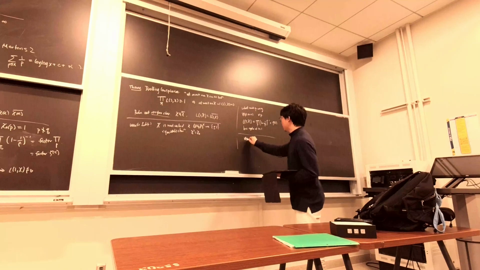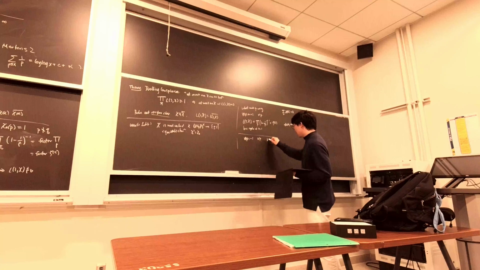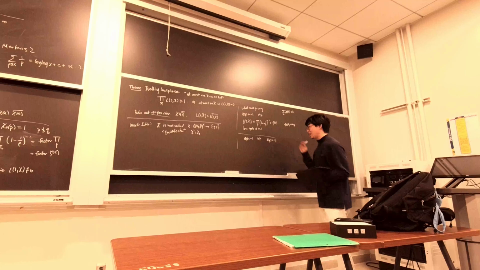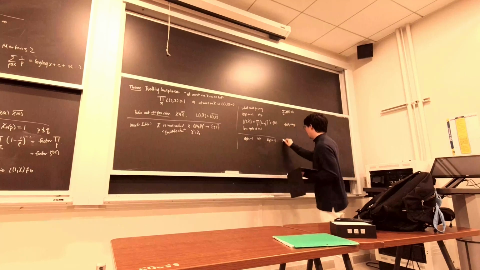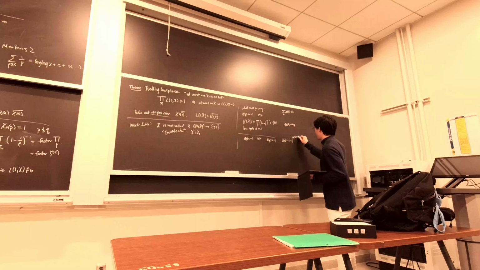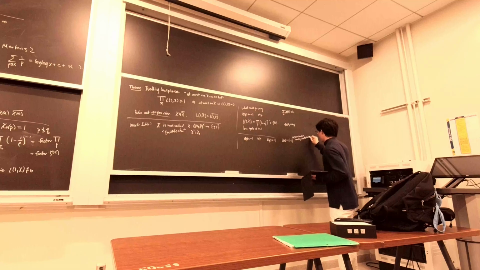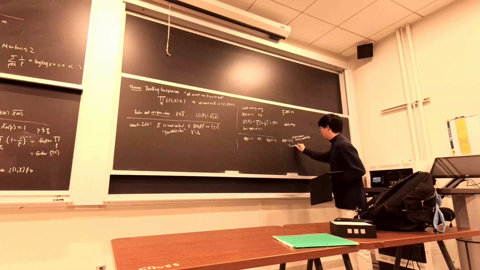So the other case is if chi(p) equals -1 for all p. In other words, let me define the Liouville function. This is defined to be lambda(p) equals -1, and extending by multiplicativity, lambda(n) is equal to -1 to the number of prime factors, counting multiplicity. So this is called the Liouville function. It's going to show up again.